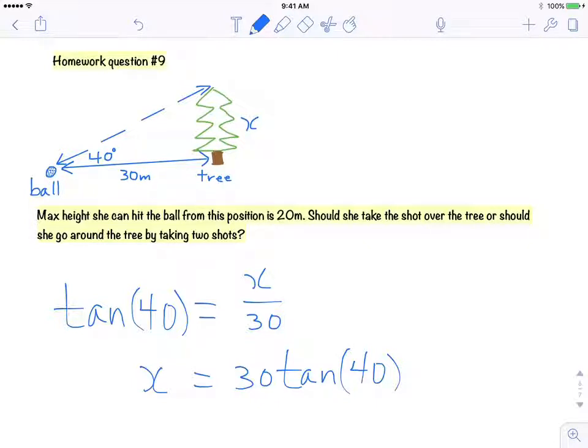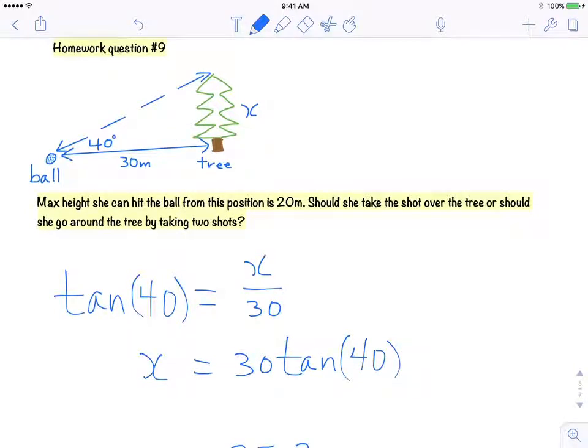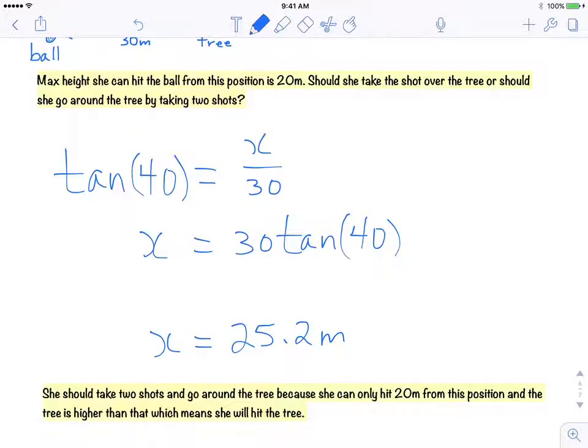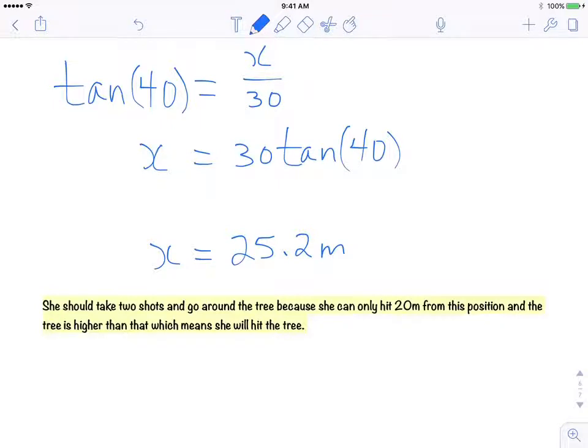If it's 20 meters, she can go for it. If it's less than 20 meters, she'll definitely go for it. And if it's more than 20 meters, then she knows she's going to hit the tree. So how can we calculate this? Very simply, all the information that I wrote in this diagram is given to you. So she has a 40-degree angle. Her distance from the base of the tree to her ball is 30 meters. And so we simply do tan 40 equals x over 30, and we solve to find out x is actually 25.2 meters. So she should take 2 shots and go around the tree, because she can only hit 20 meters from this position, and the tree's higher than that, which means she'll hit the tree.